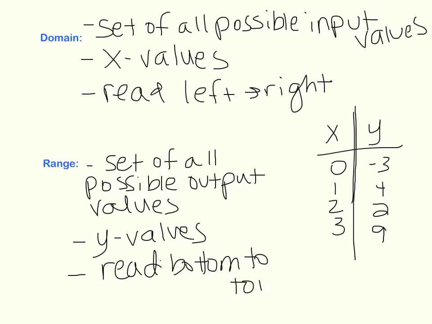Because if you're looking at a set of data, your range, this is your output, this is your y value, so your range would be -3, 4, 2, and 9. But what I mean by reading them from bottom to top is if it's from a graph. Okay, so if you had a graph, then you read them that way. Just a quick reminder: domain is the input values, x values; range is the output values, or the y values.